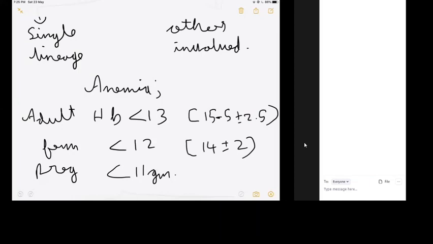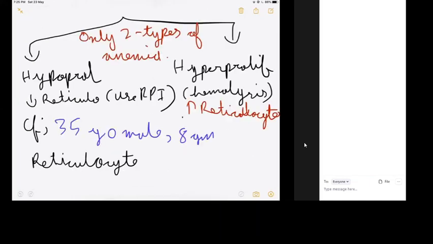Okay, now let's come to the classification of anemia. There are mainly only two types of anemia when you think about it. One is anemia due to hypoproliferation, and the other is anemia due to hyperproliferation. What is proliferation? It means that the amount of red blood cells has increased. If the amount of red blood cells increases, some precursor of red blood cells will also be high, no? So what is that precursor? That precursor is nothing but your reticulocyte.